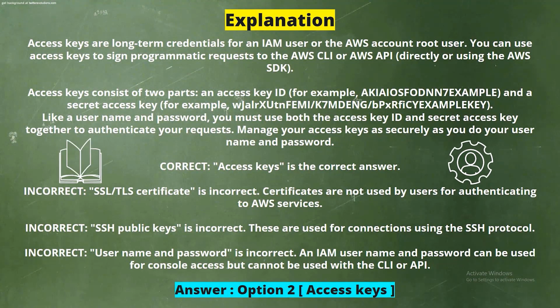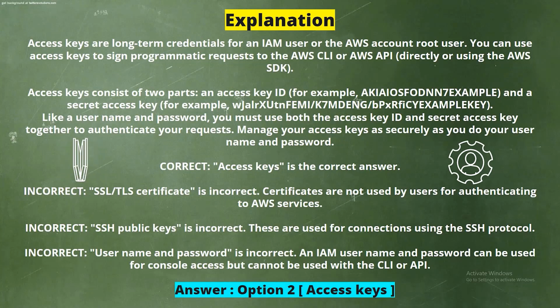Explanation. Access keys are long-term credentials for an IAM user or the AWS account root user. You can use access keys to sign programmatic requests to the AWS CLI or AWS API, directly or using the AWS SDK. Access keys consist of two parts: an access key ID and a secret access key, each shown here with an example value.